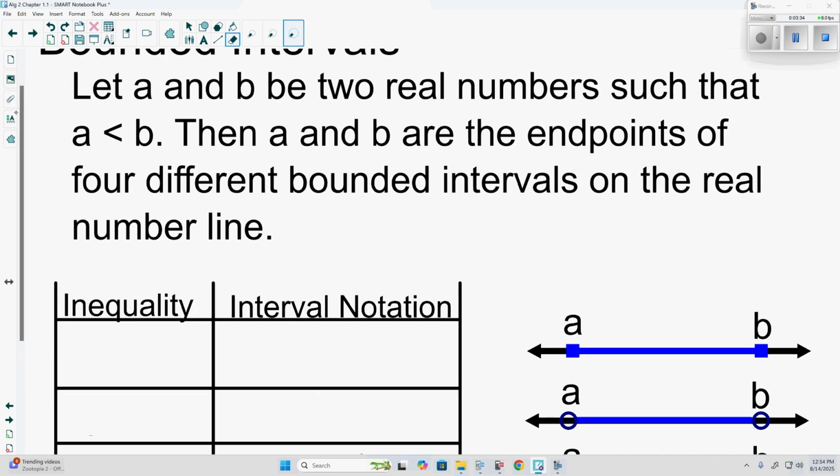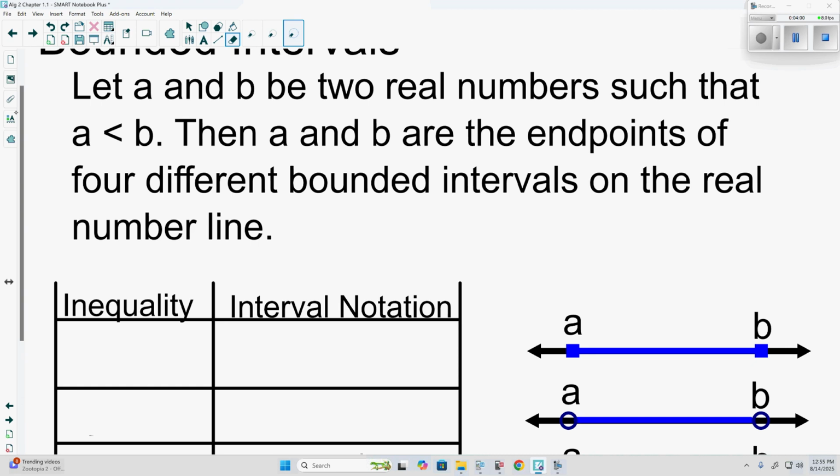Now let's look at this here. The bounded intervals. Let A and B be 2 real numbers such that A is less than B. All that's saying is this. We have 2 points. We have 2 numbers. One of them is smaller than the other. That's all that first line is saying. A is less than B. So if A was, say, 14, B has got to be 15, 16, 17, something bigger than it. That's all that first line says.